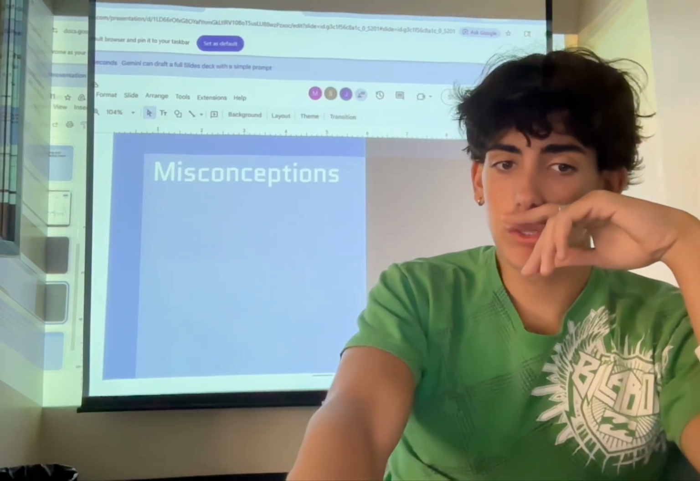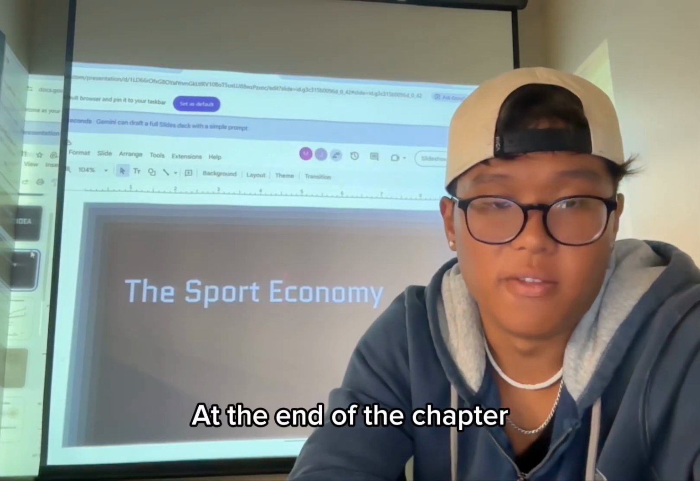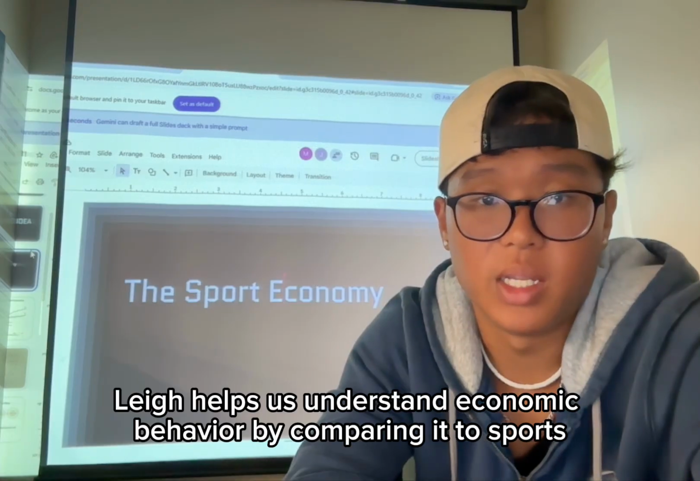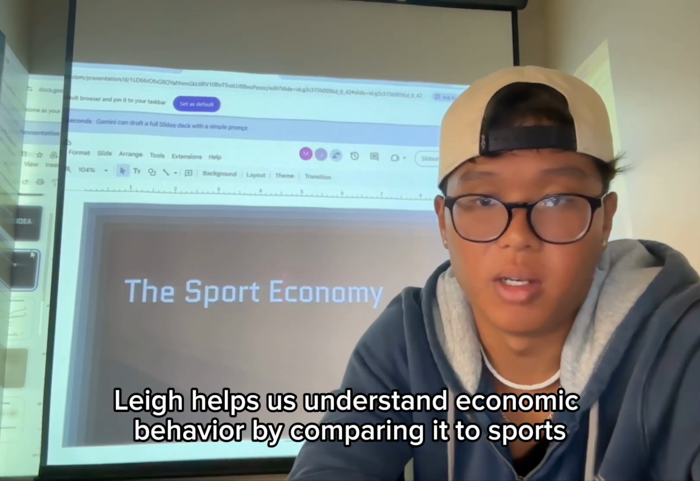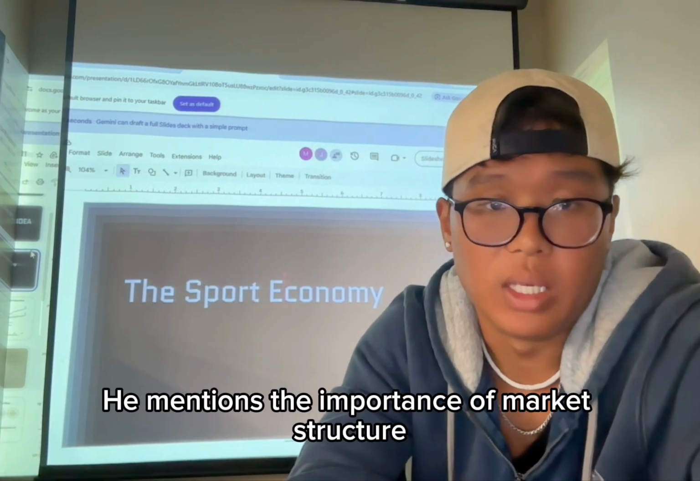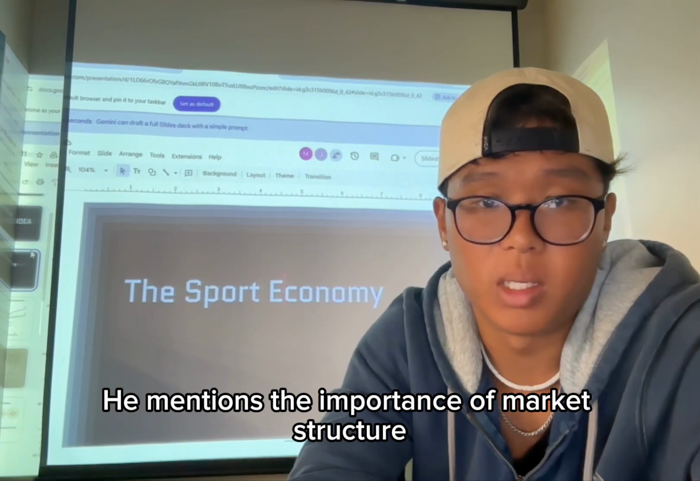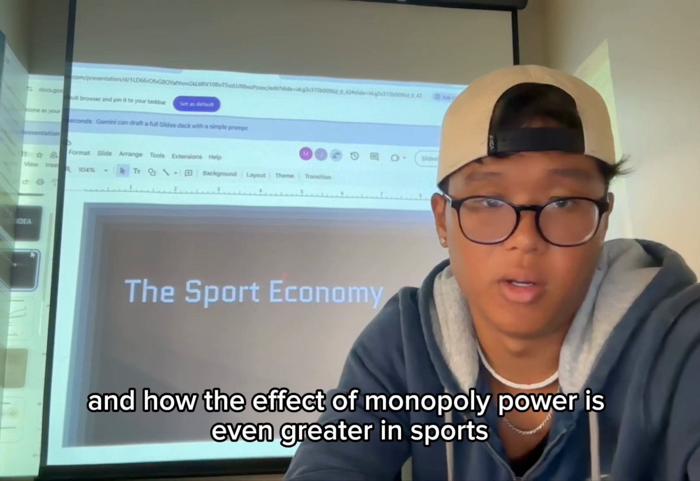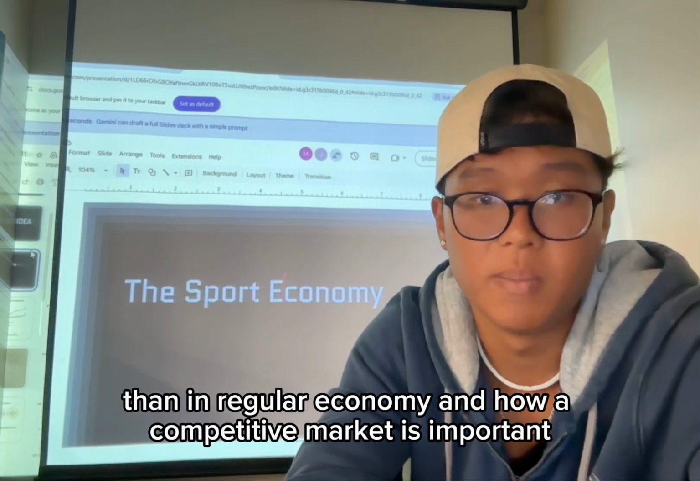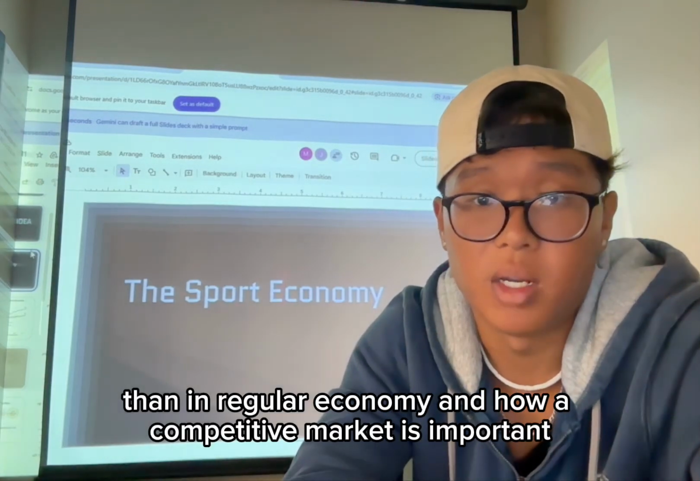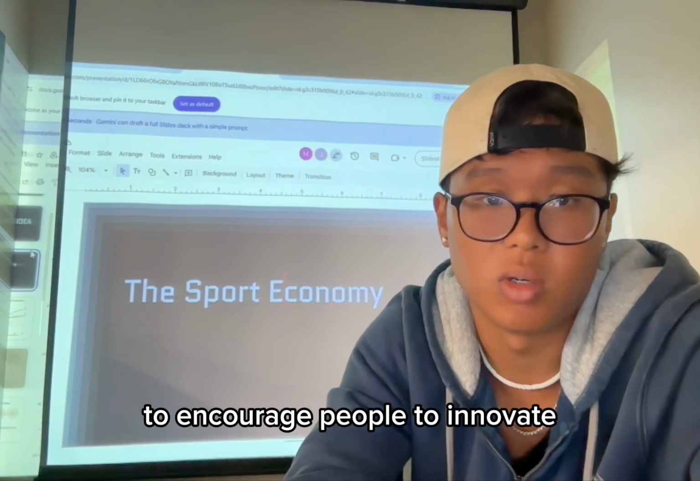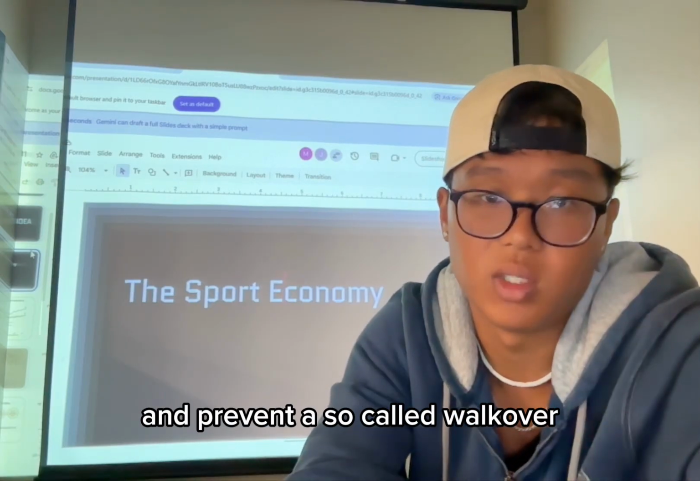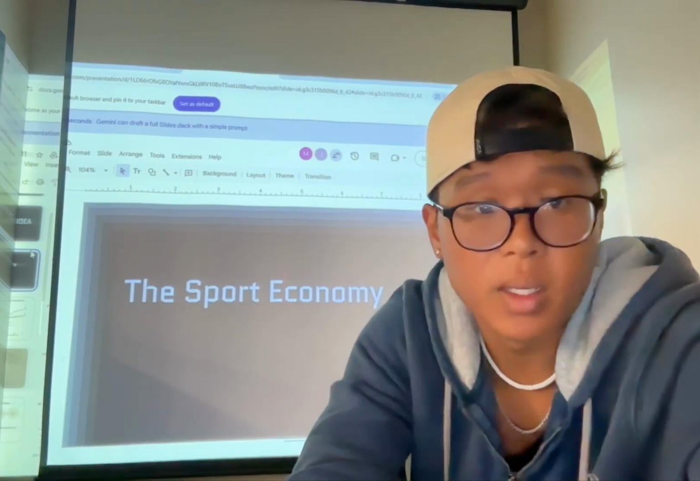At the end of the chapter, Lay helps us understand economic behavior by comparing it to sports. He mentions the importance of market structure and how the effect of monopoly power is even greater in sports than in the regular economy, and how a competitive market is important to encourage people to innovate and prevent a so-called walkover.